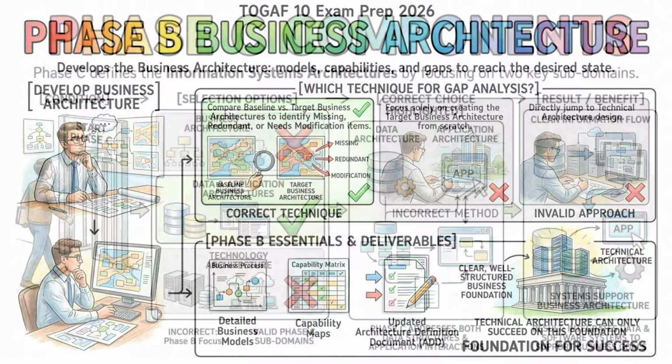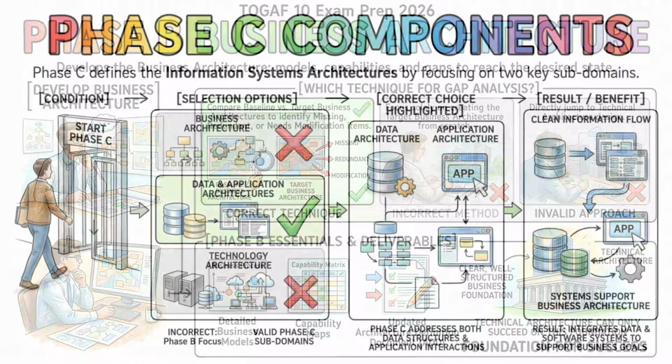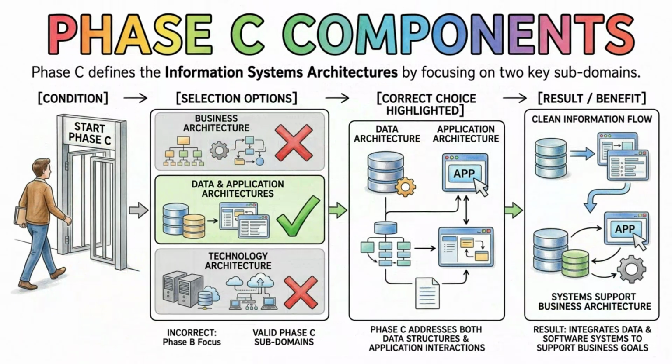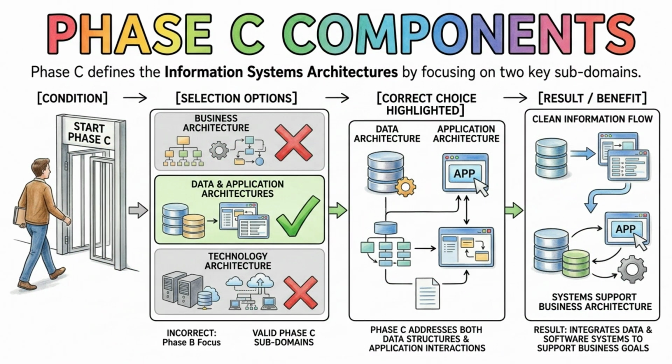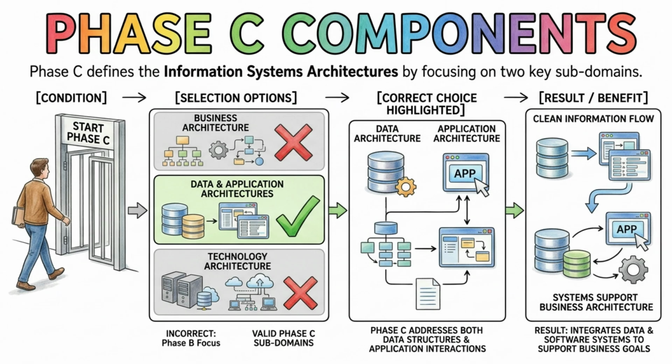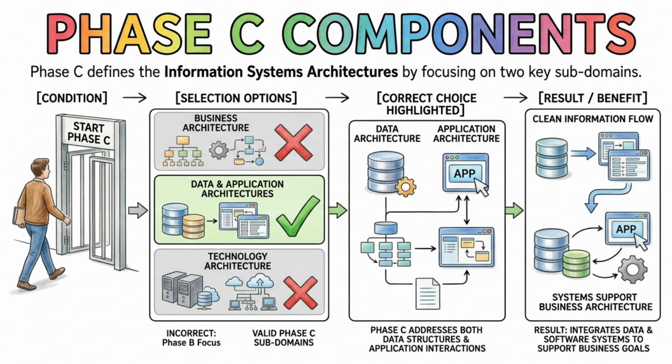Phase C is named Information Systems Architectures, and it is divided into two distinct subdomains that can be addressed in either order: data architecture and application architecture. The purpose of Phase C is to define how data and application systems support the business architecture established in the previous phase. Combining data and software systems into one phase ensures that information flows cleanly to the applications that process it. Exam questions frequently test whether you know that Phase C addresses both data structures and application interactions.